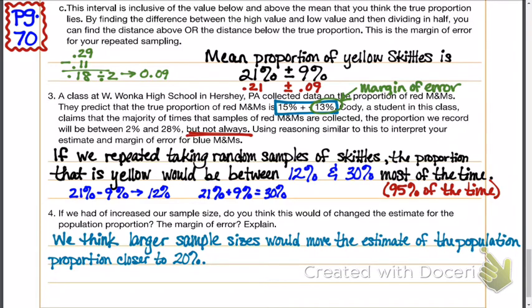What do you think it would do to the margin of error? Do you think our margin of error would need to be bigger? Would it be smaller, or would it be about the same?